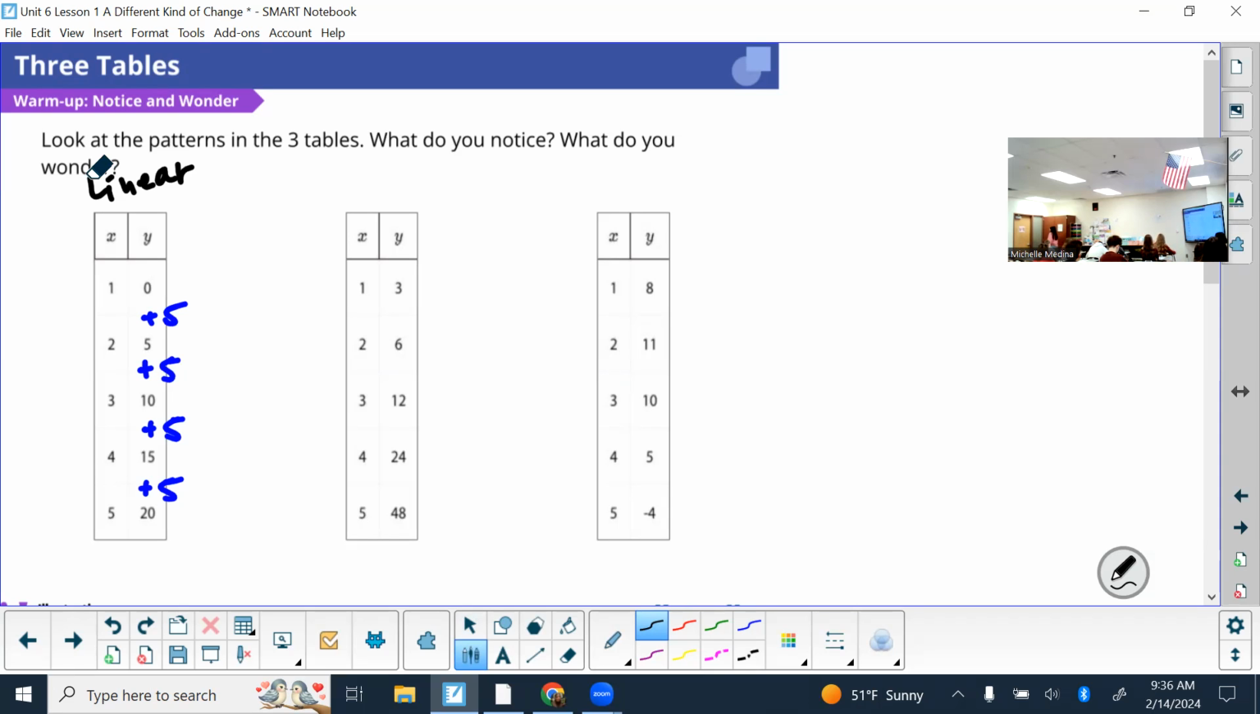It could be about any of the 3 tables. So in the second table, our y values are multiplying by 2 each time. Class, what type of function is it if it multiplies each time to get to the next output? Exponential. Good. I'm glad we're recognizing that, especially since we just took our Unit 5 test. And a big skill in that was comparing these two.